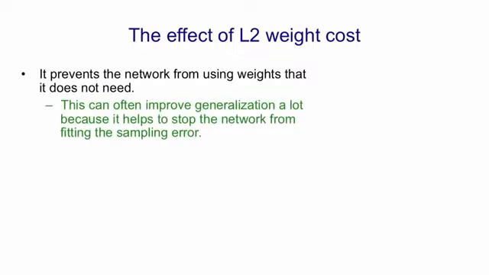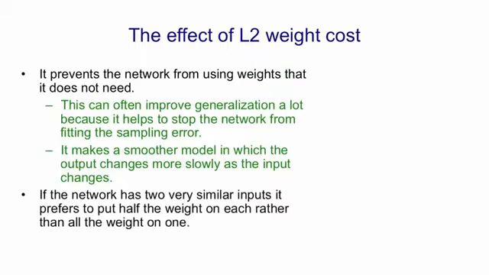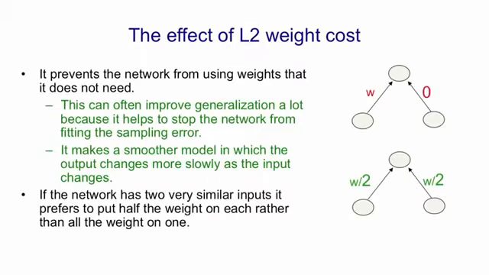This often improves generalization a lot because it can use those weights that it doesn't really need to fit the sampling error. It also makes a smoother model in which the output changes more slowly as the input changes. So if the network has 2 very similar inputs, when you put in an L2 weight penalty, it prefers to put half the weight on each of those 2 similar inputs rather than all of the weight on one, as shown on the right here.